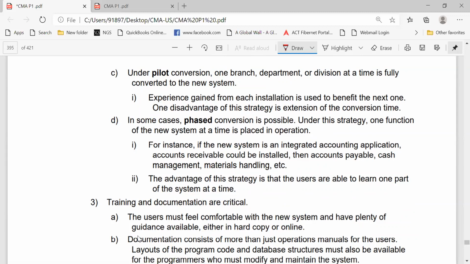One at a time, one branch at a time, it would be changing, and then it would be phased conversion, which is also possible. One function of the new system at a time is placed in the operation. The advantage of this strategy is that users will be able to learn one part of the system at a time, because the person who is going to use it on a daily basis needs to understand the system in a proper way so that they don't find any problem.